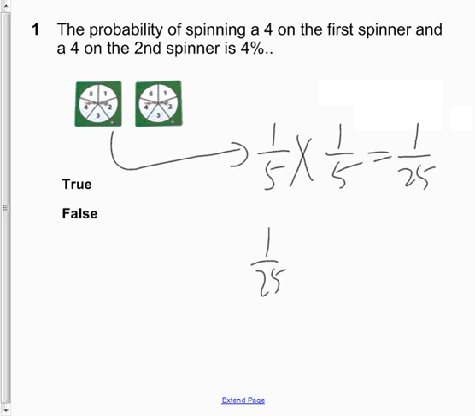1 chance out of 25 when converted to a percent, or a fraction out of 100, is 4 out of 100, which means that it is a 4% probability of that happening. 2/3 of you said true, 1/3 of you said false, so 2/3 of you were correct. The answer is true.